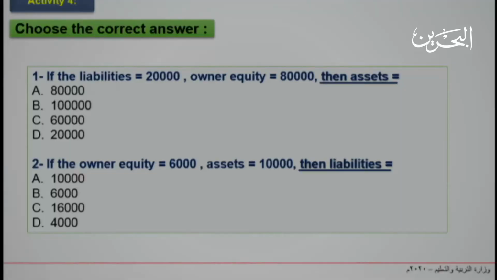Moving to another activity, my dear student, let us read the first one. If the liability is 20,000, and the owner equity is 80,000, then how much will be the assets? The second, if the owner equity is 6,000 and the assets is 10,000, how much will be the liability? Take a few minutes to think about it.